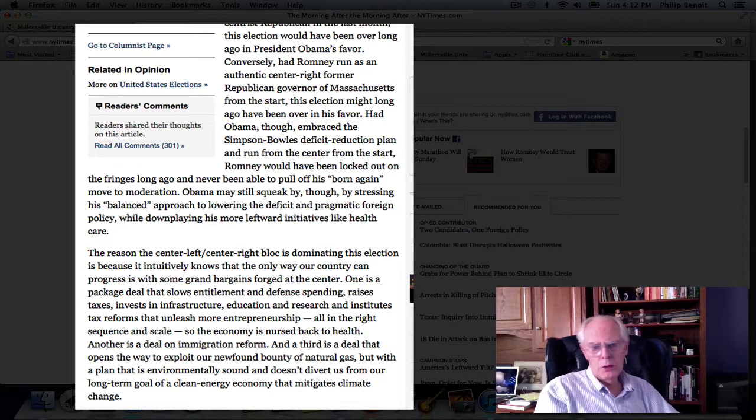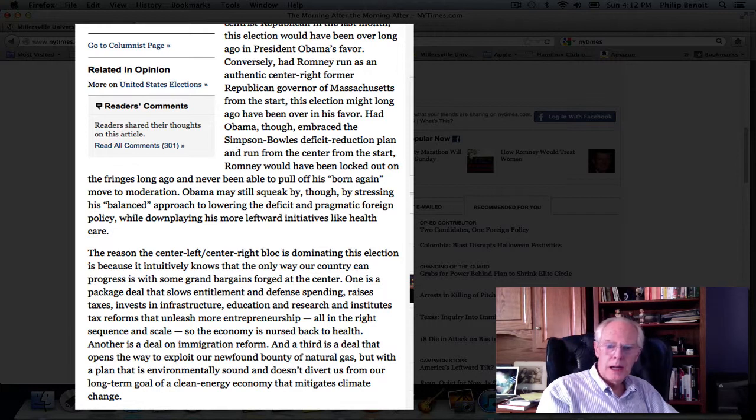"Had Obama, though," it goes the next sentence, "embraced the Simpson-Bowles deficit reduction plan and run from the center from the start, Romney would have been locked out on the fringes long ago and never been able to pull off his born-again move to moderation." Again, very conversational. Might say that there's a little bit of a colloquial thing here, "locked out on the fringes," and a good accessible kind of prose again that reaches his readers very, very well.